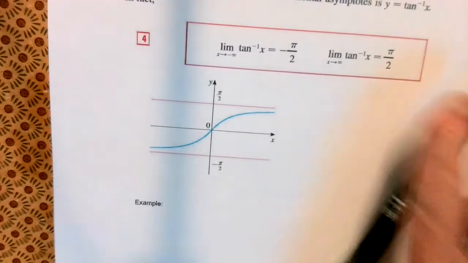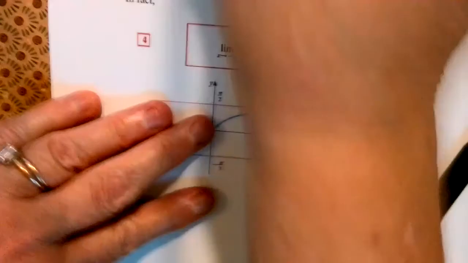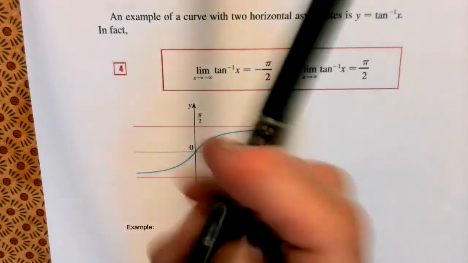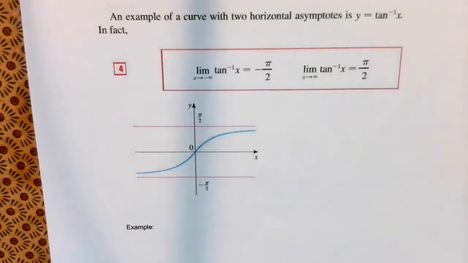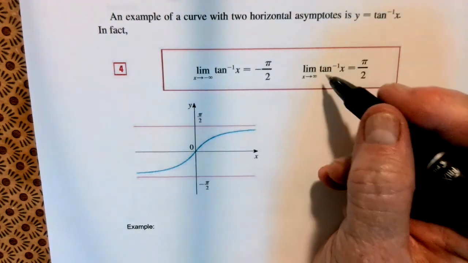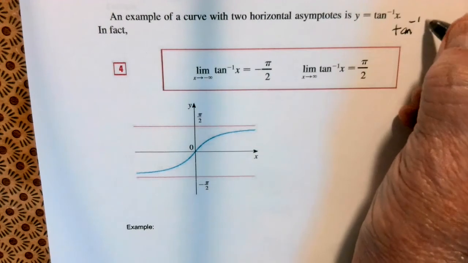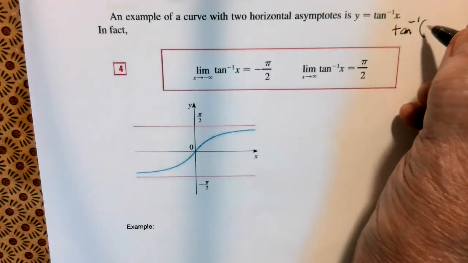Here we go. Okay, let's look at an example when we have 2 horizontal asymptotes. An example of a curve with 2 horizontal asymptotes is y equals tan inverse of x. And remember what tan inverse means from pre-calc. It's going to give us an angle. Tan inverse of, say, 1.